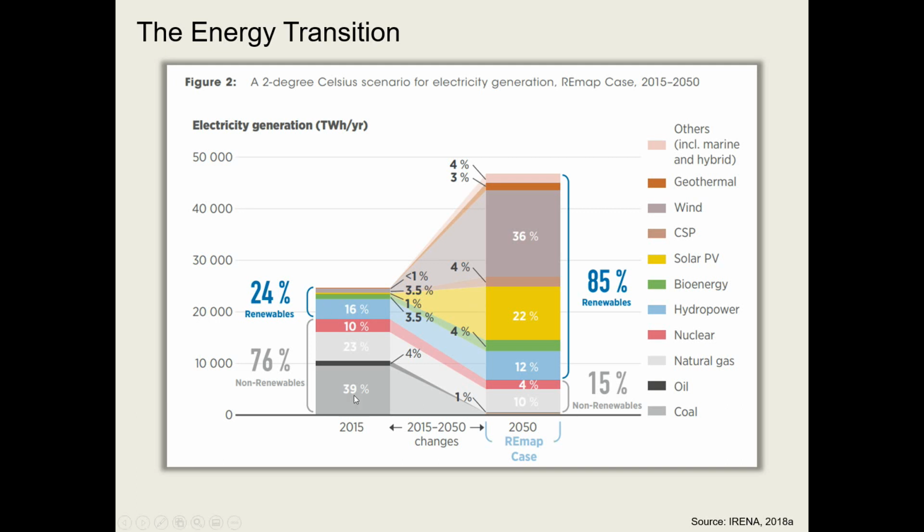Now, currently, and actually this is a little bit out of date, renewables need to move from 24% up to 85% by 2050, and solar has to play a really large role here, going from, well, currently it's about 2% today to 22% by 2050. And this energy transition is ongoing.